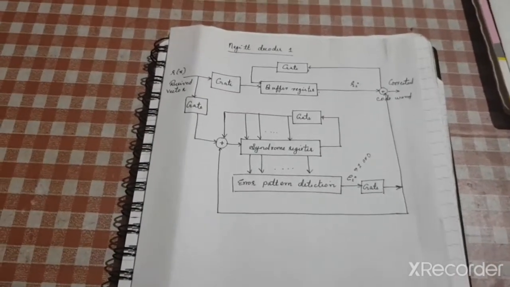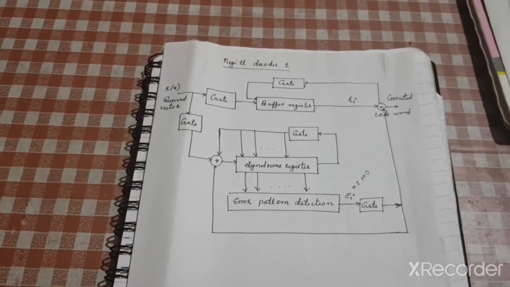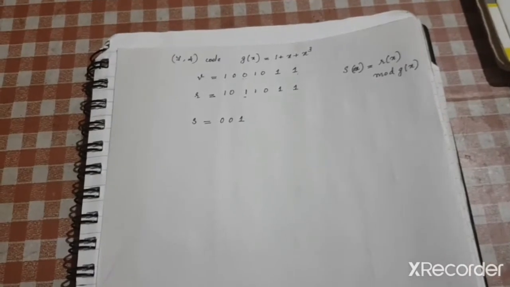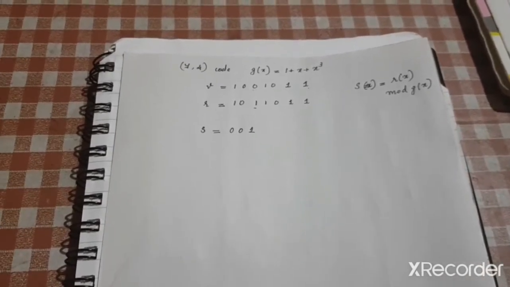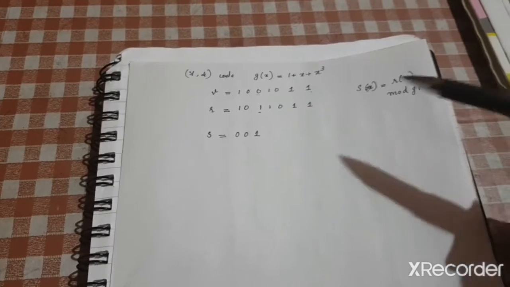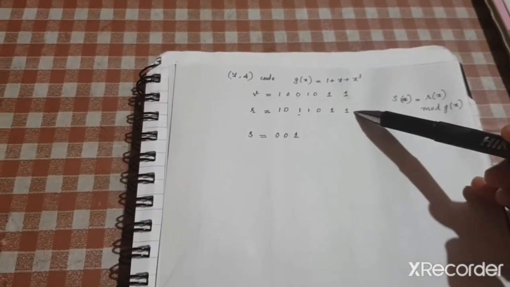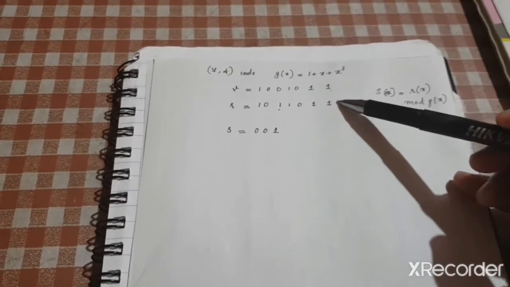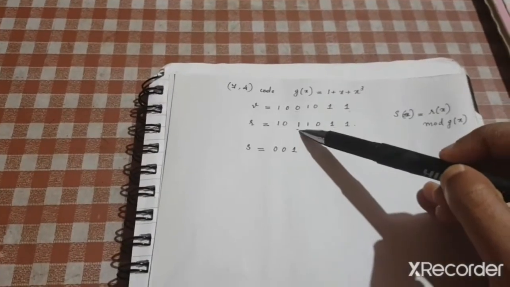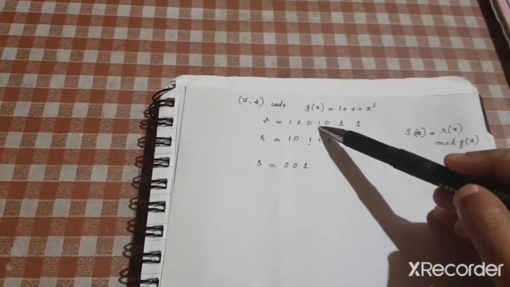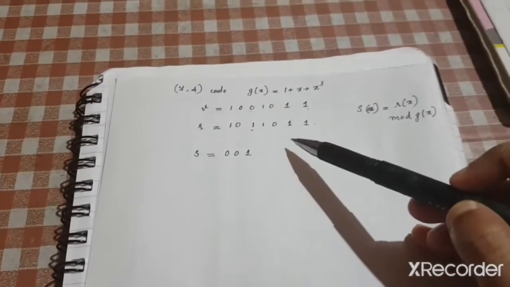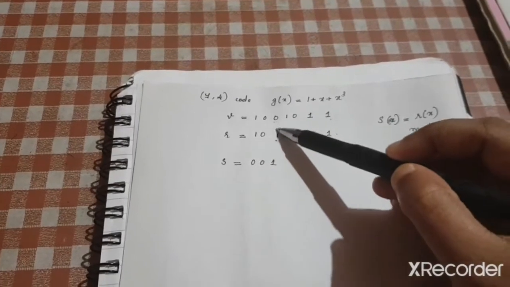Okay, so next we can see this with an example. Let's take a simple example of a (7,4) cyclic code with g(x) given by 1 plus x cube. You are given the received vector r; v is the transmitted code word and r is the received code word, and you can very clearly see that you have an error in the third bit, right? Because we have transmitted 1001011 and the received vector has an error in this particular bit.